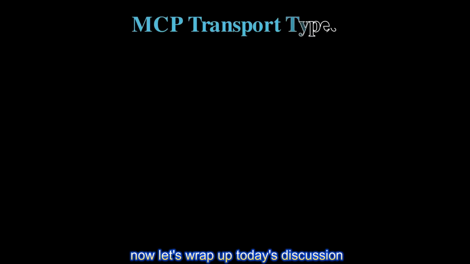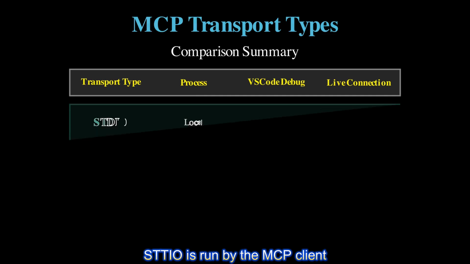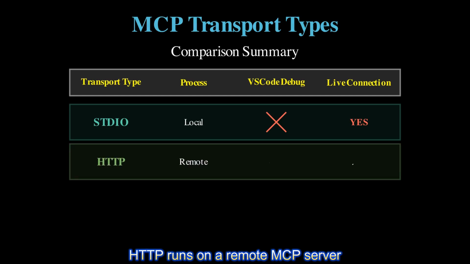Okay, now let's wrap up today's discussion by comparing these three MCP transport types. STDIO is run by the MCP client locally. It does not require running on a server, but it lacks support for VS Code debugging, and it requires a live connection. It can't be interrupted. HTTP runs on a remote MCP server, and it supports VS Code debugging, and it does not require a live, uninterrupted connection. So this is very good.